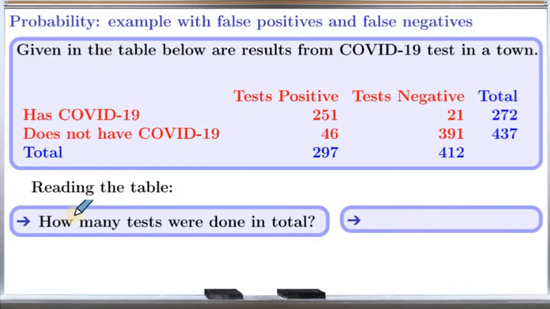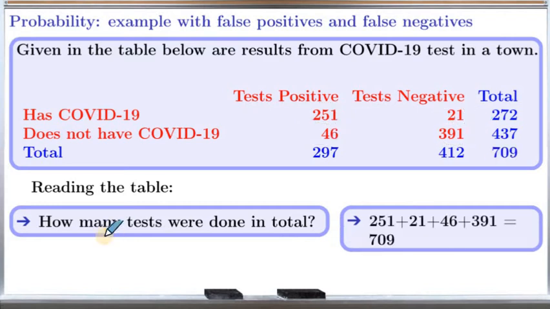Now we have to find out how many tests were done in total. For us to answer that question, we would be adding all these numbers. So that's 709. There were 709 tests done in total.